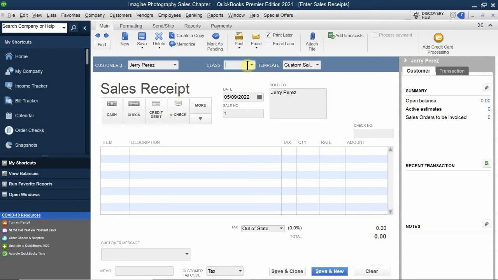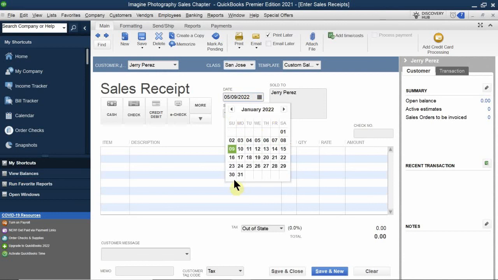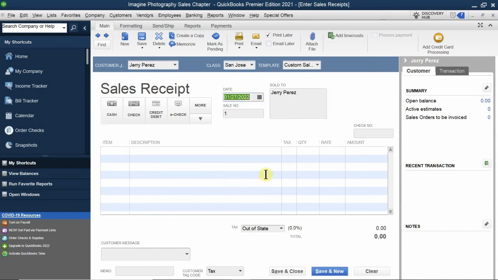What class does Jerry Perez belong to? Let's see what it says here. Jerry Perez, he is from San Jose. And the date that you're going to be doing this is January 27. So he's from San Jose. So there you go, San Jose. And we're doing this on January 27.